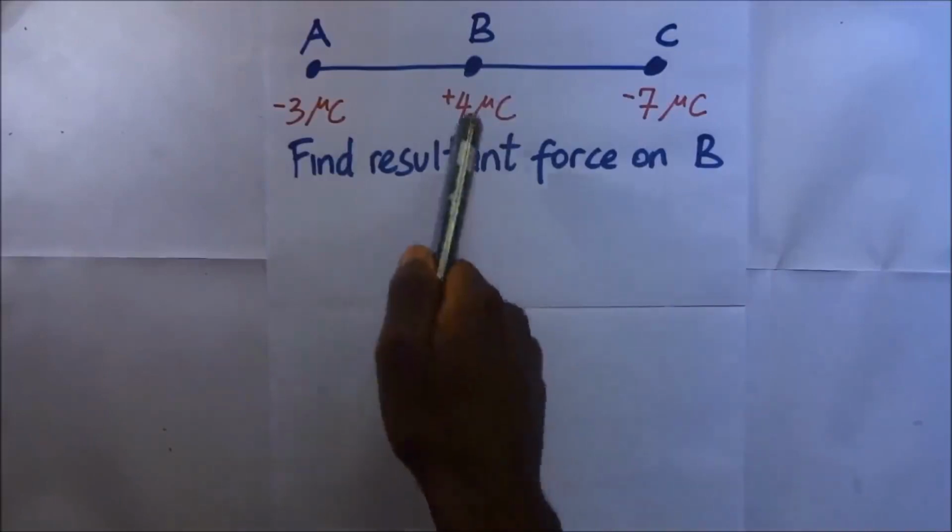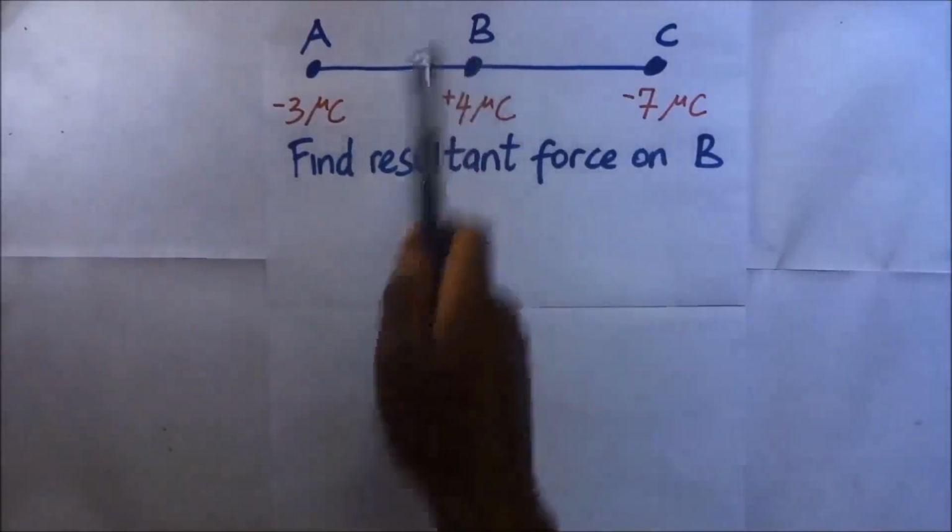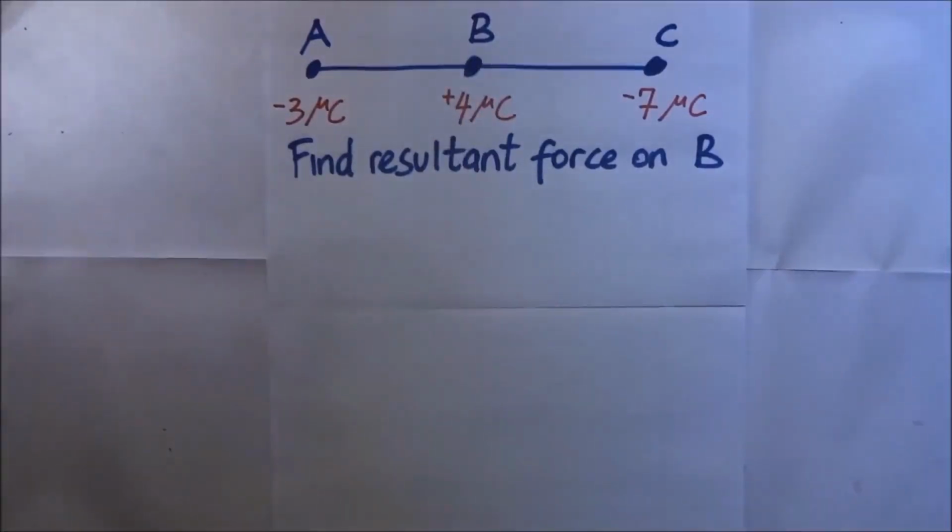Now, if we are to find the resultant force on this B, we know that this charge B is experiencing forces due to two charges.